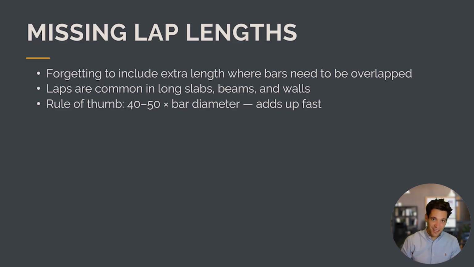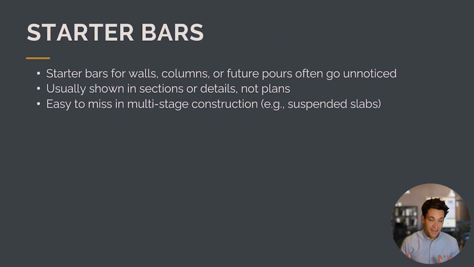Laps are common in slabs, beams, and walls. The rule of thumb is 40 to 50 times the bar diameter, which will end up being quite a large percentage of the overall length. And again, I made this mistake: missing the starter bars. So starter bars are used for walls, columns, or wherever you've got construction joints. They're shown in section and plan views, and they're easy to miss when you have multiple concrete pours.